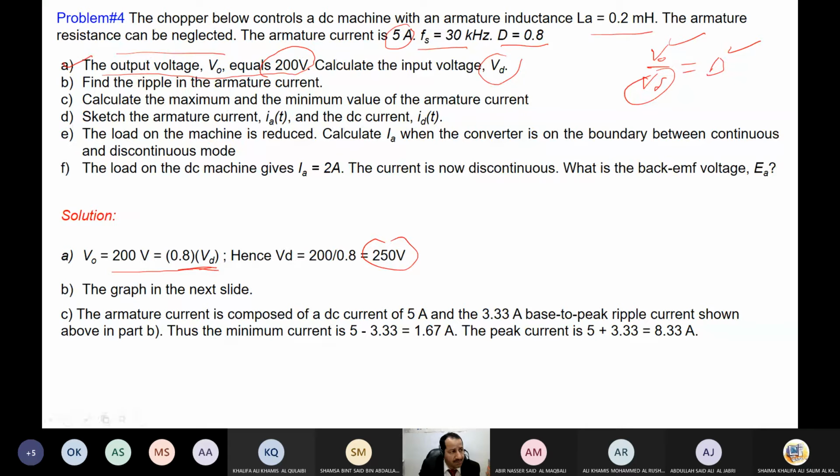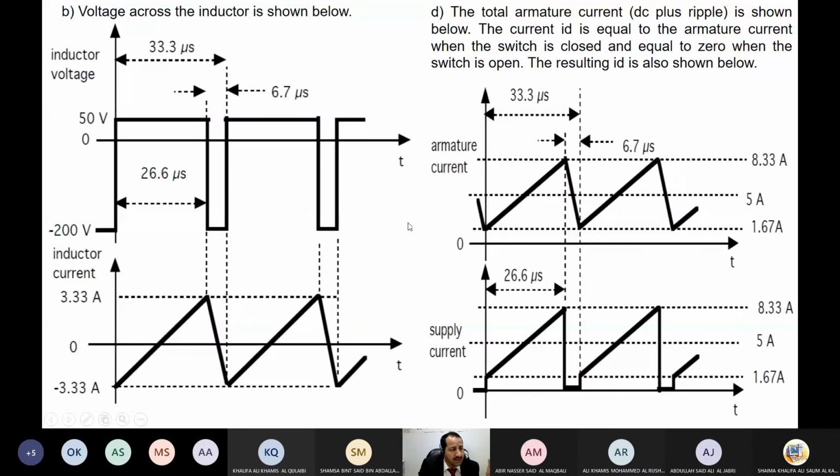Very simple, straightforward. I take the first part, I go to the second part. Find the ripple in armature current. You remember the current increases and decreases. This is the maximum, this is the minimum, max, min, and the ripple is between them. Between maximum and minimum. He told me, find the ripple. I will come, I will say, okay.